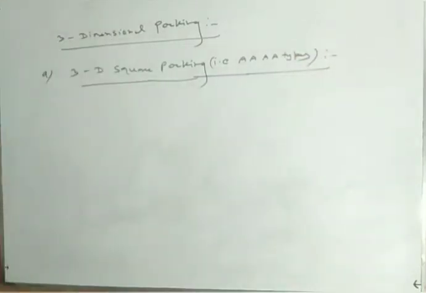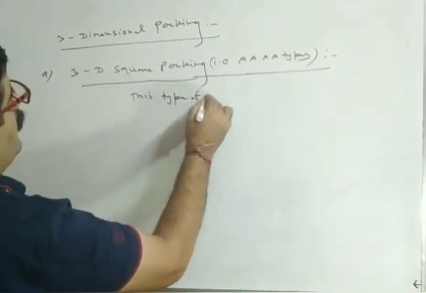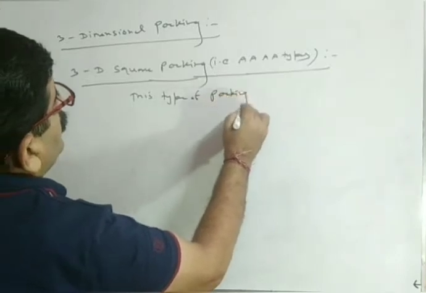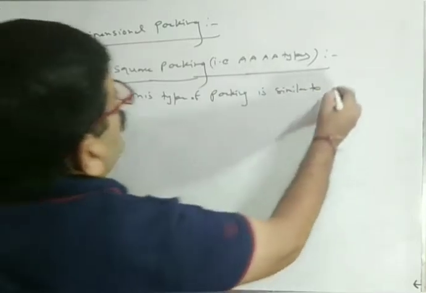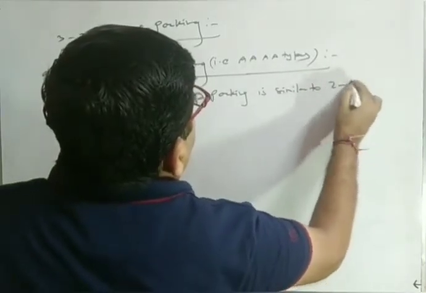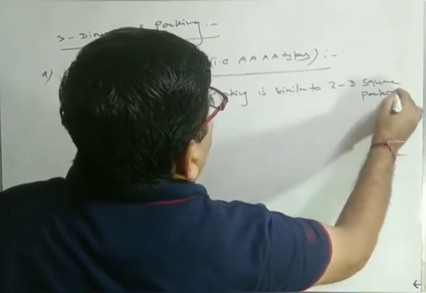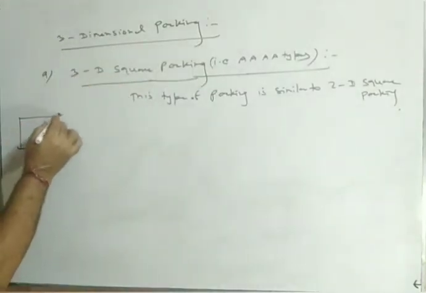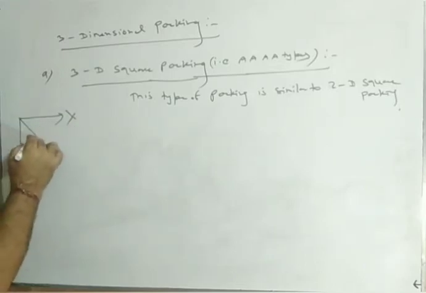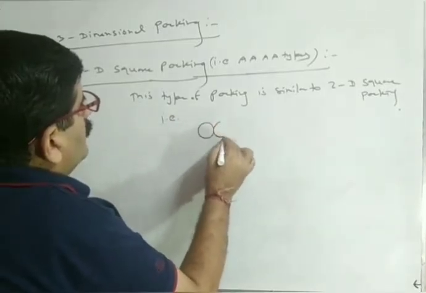This type of packing is similar to 2D square packing, but packing is according to 3 directions, x, y, and suppose this one z. So let us consider our 2-dimensional square packing.